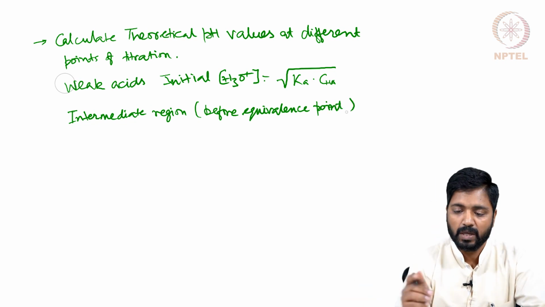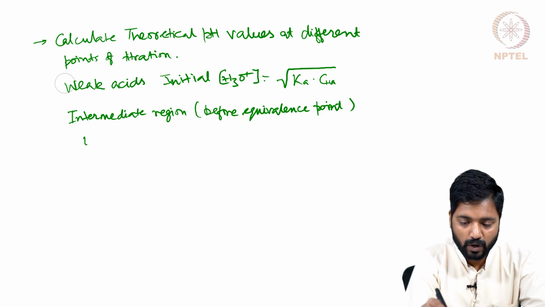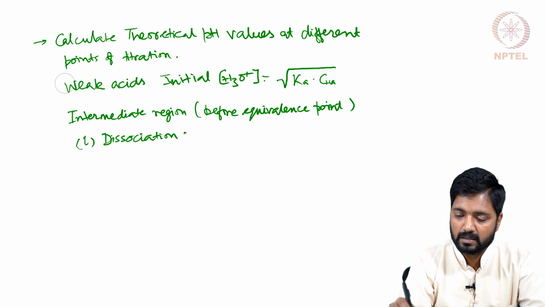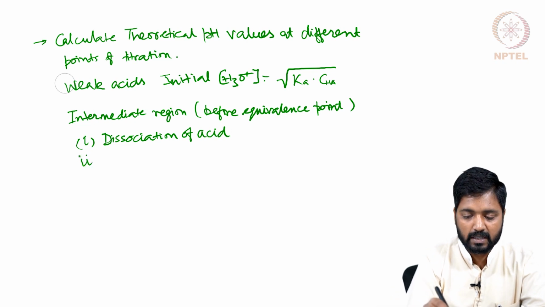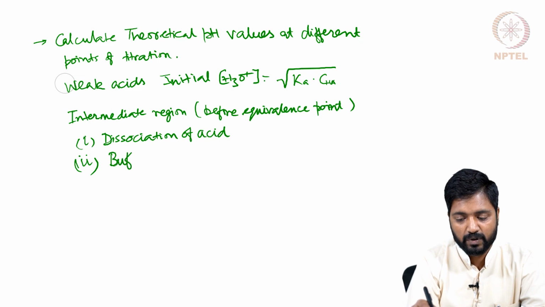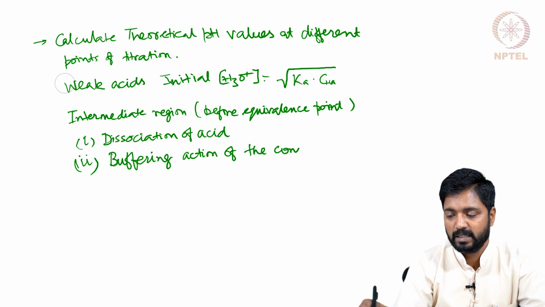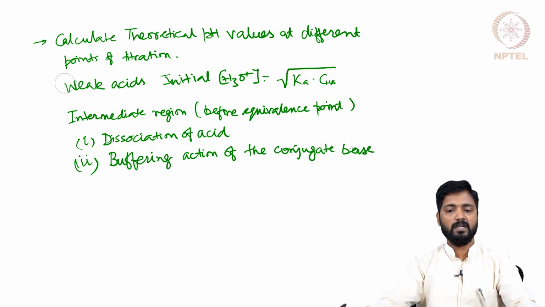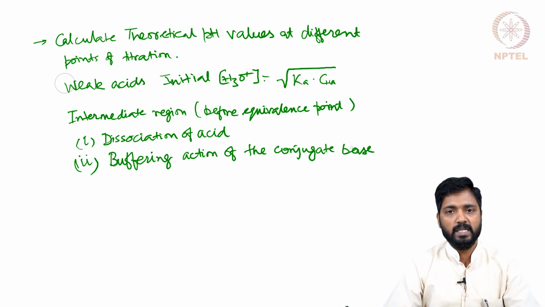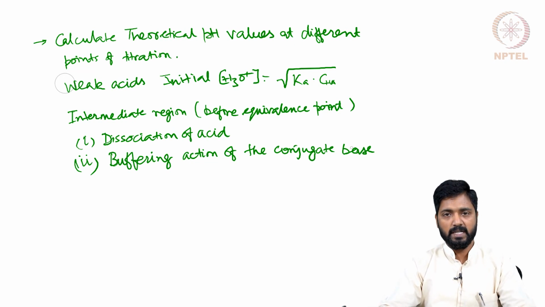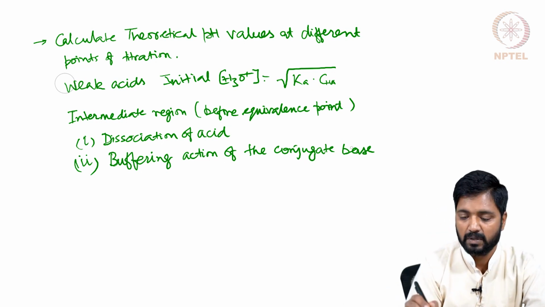And here we have to consider two factors. One is the extent of dissociation of the acid, and the second thing which becomes very important now is the buffering action of the conjugate base. And we exemplified it by considering the titration between acetic acid and sodium hydroxide, and we saw that when sodium hydroxide is added to acetic acid, we have the formation of sodium acetate in the mixture, and this sodium acetate and acetic acid mixture now starts acting as a buffer, and hence the pH needs to be calculated accordingly.